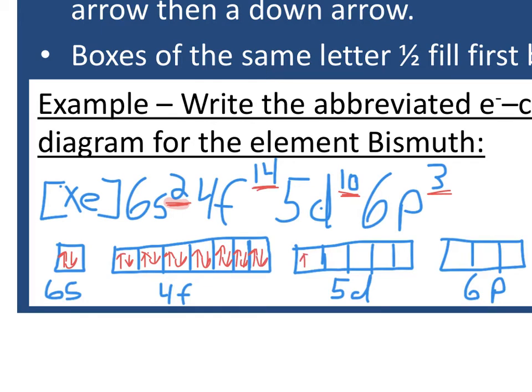The d orbital has 10. 1, 2, 3, 4, 5, 6, 7, 8, 9, 10. Doesn't matter which order I fill the boxes as long as I half fill them first. And then 6p3, well, there's 3 boxes. Each box gets 1 electron. And there we go. That is an orbital filling diagram. All right, you're just drawing in boxes and arrows based on your abbreviated electron configuration.